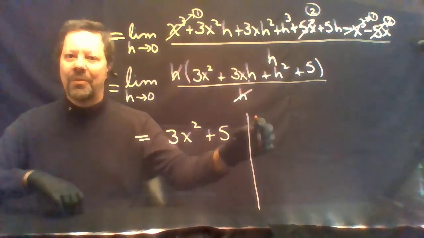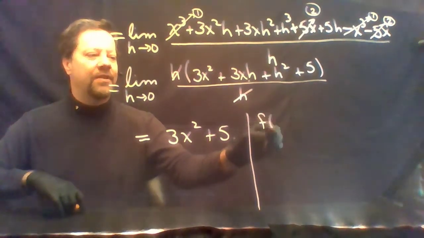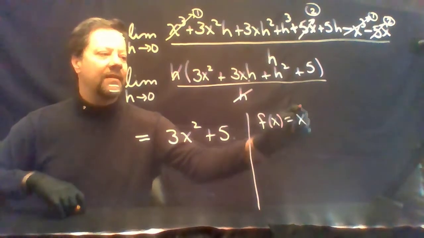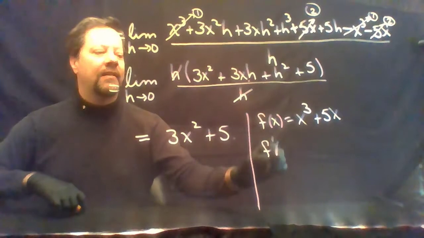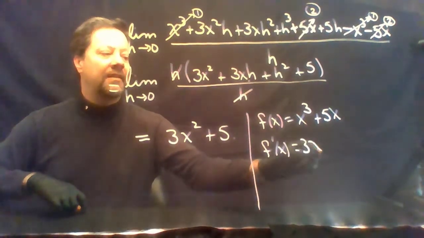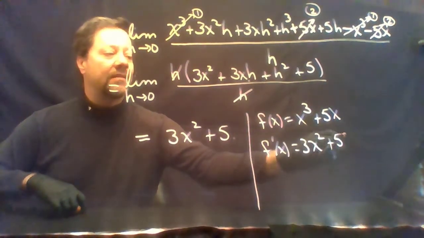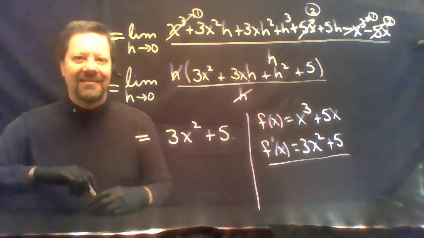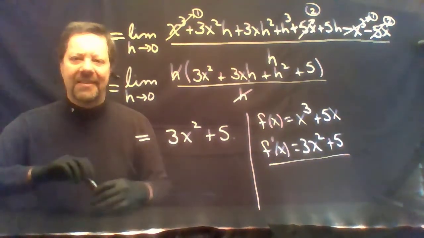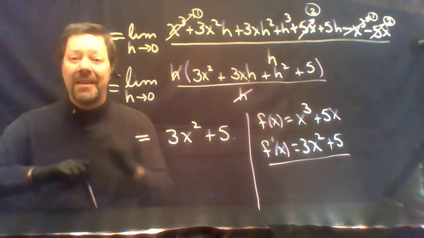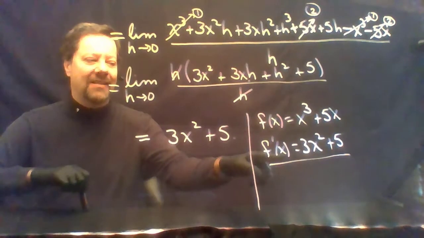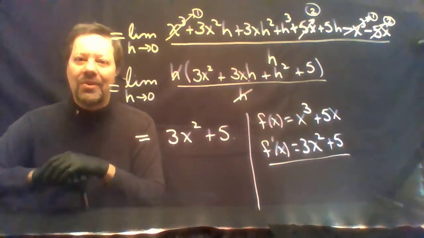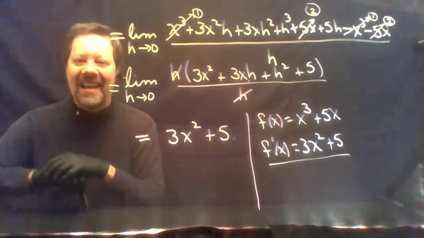So let me state what we've just shown. We've shown that if f of x is x cubed plus 5x, then f prime of x is 3x squared plus 5. What does this f prime of x represent? It's a sort of slope function. You input the x, it outputs the slope of the tangent line at that x. Here's a typical sort of problem.